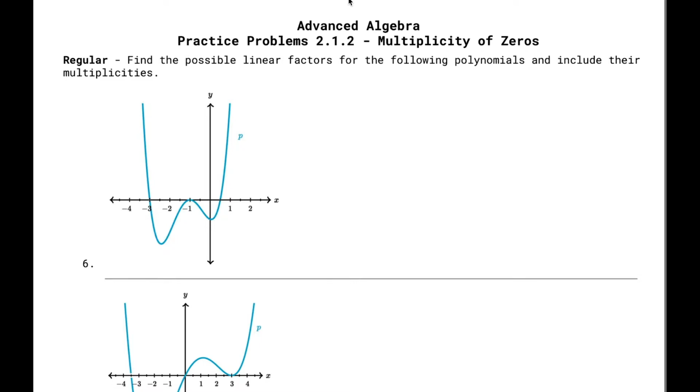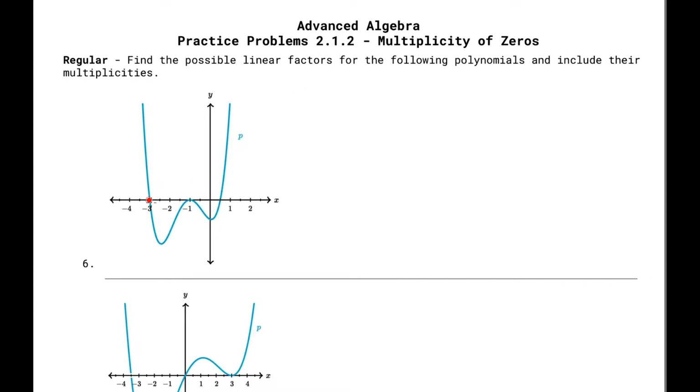So this is going to be another video about the multiplicity of zeros, and in these example problems that we're going to be going over, we're basically going to be finding the linear factors for the polynomials and include their multiplicity in our answer. So let's get this first one going here.